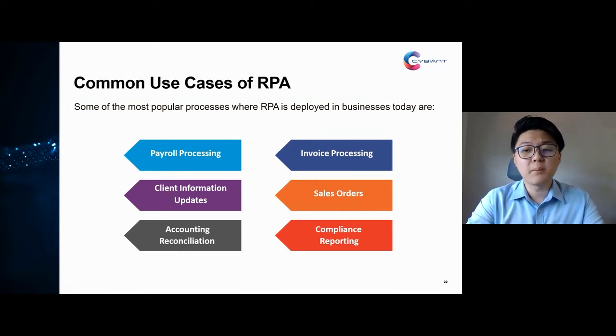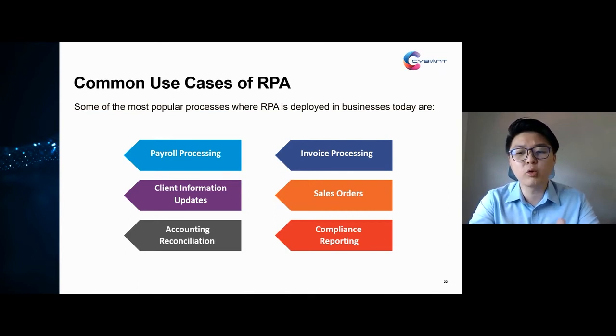So let's look into the popular processes whereby RPA is deployed in the business today. In payroll processing, RPA can authenticate the consistency of employee data across the organization. It validates the time record, bonuses, and deduction for new and existing employees, and it can also automate paycheck calculation, employee benefit, and compensation.